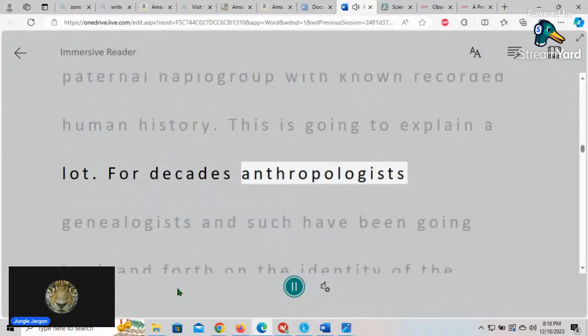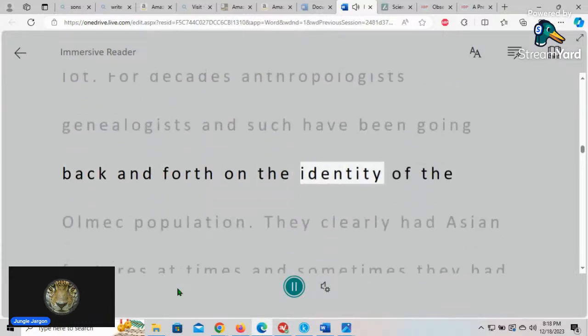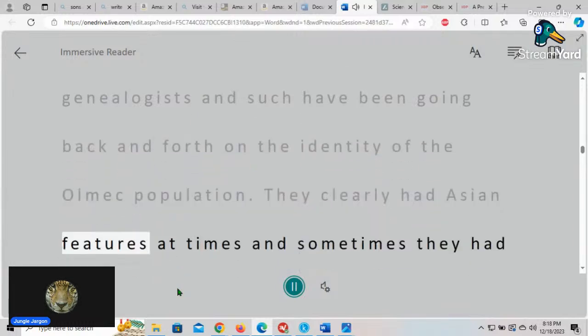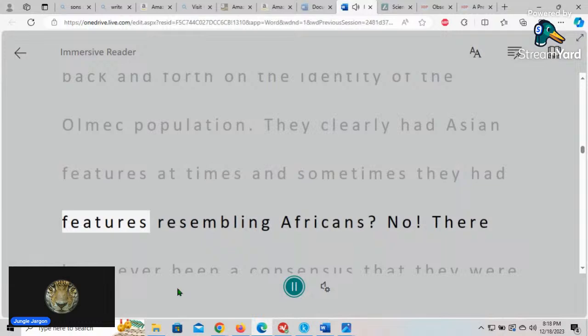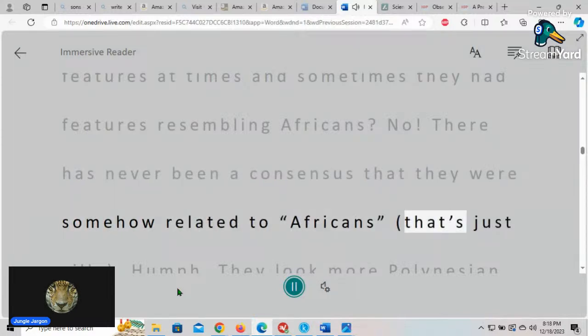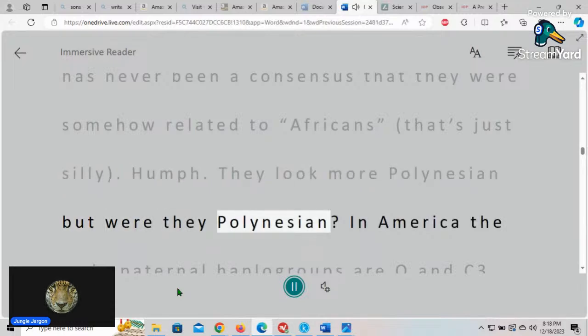For decades, anthropologists, genealogists, and such have been going back and forth on the identity of the Olmec population. They clearly had Asian features at times, and sometimes they had features resembling Africans. No. There has never been a consensus that they were somehow related to Africans. That's just silly. They look more Polynesian, but were they Polynesian?